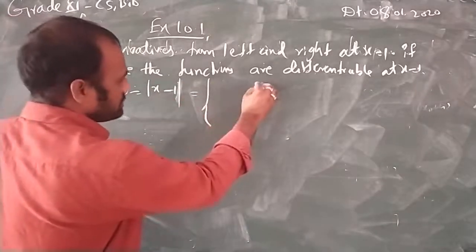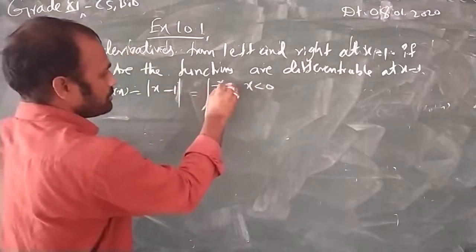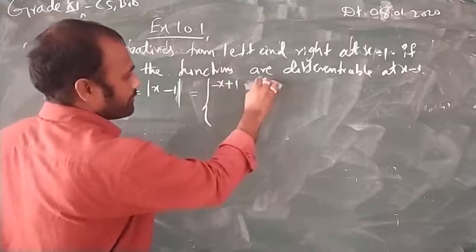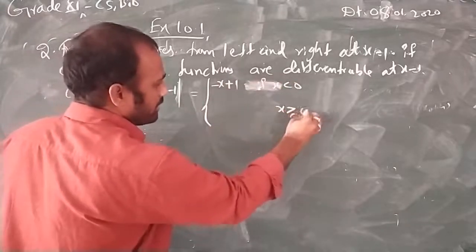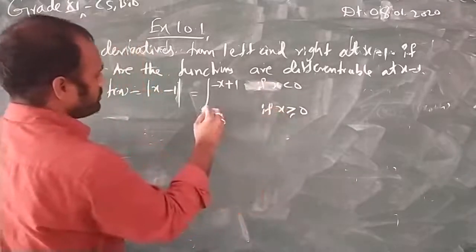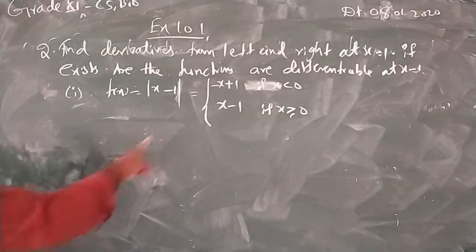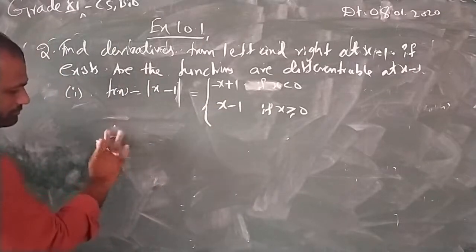If x is less than 0, a negative value, so it will be minus multiplied by minus, x plus 1, if x less than 0. If x is greater than or equal to 0, it will be normal modulus, x minus 1. So this condition we will use. So first let us find the left hand derivative.